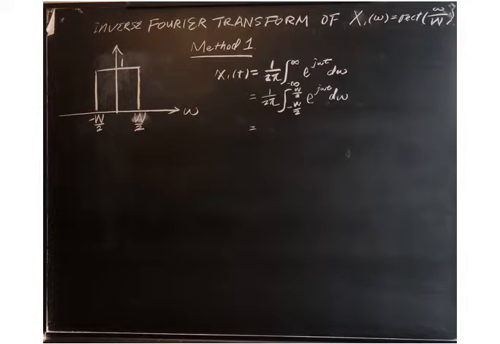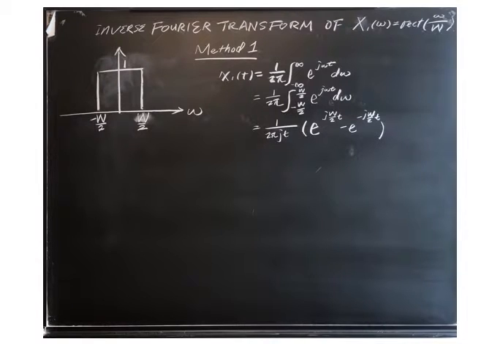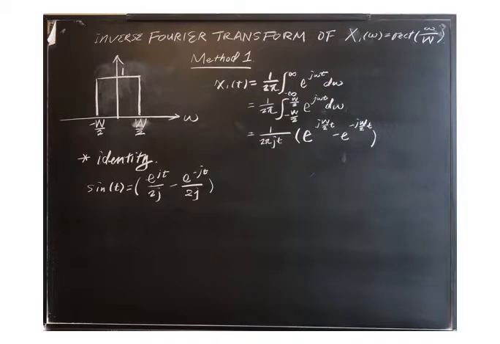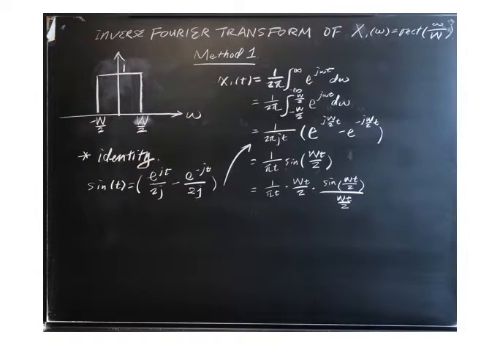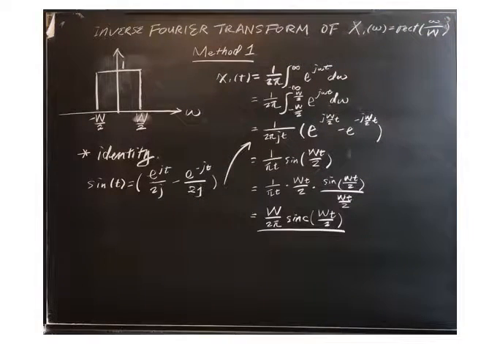We can see this is just all rudimentary integrals, but here we use an identity, which is sin t equals e^(jt)/2j minus e^(-jt)/2j. So we transform the result to this, which will give us this. And we have the final answer, which is W/2π times sinc(Wt/2).